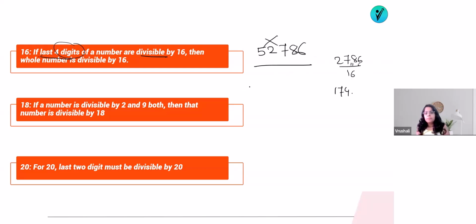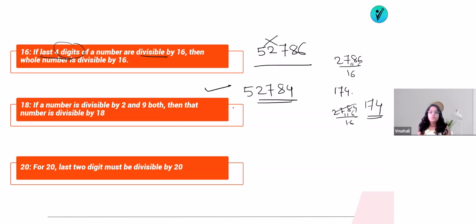But instead of that, if my number was 52784, now I will check only 2784. For 2784 divided by 16, you can see 16 1s are 16, there will be 11, 16 sevens are 112, there will be 6, 16 4s are 64, that means this whole number is divisible by 16. That's it. This is for 16.